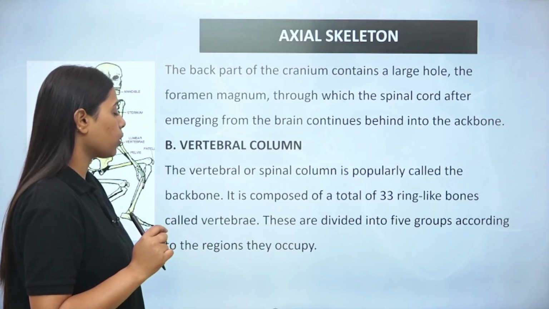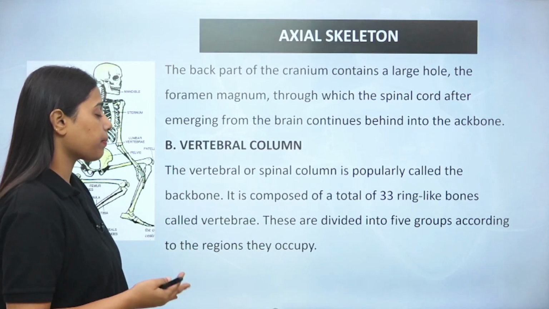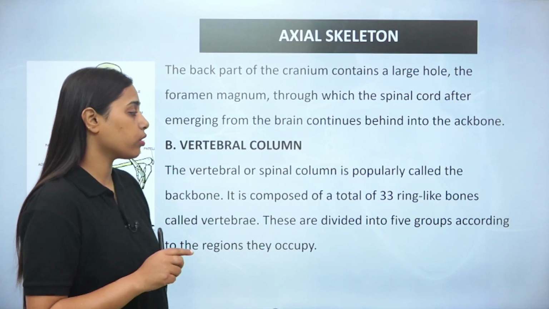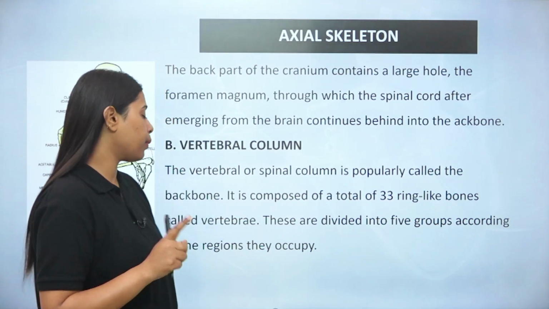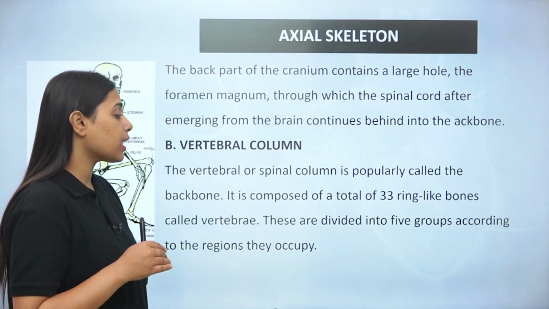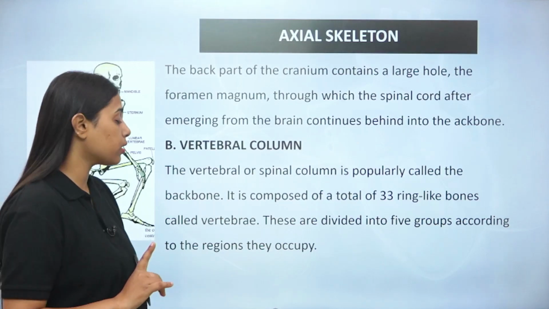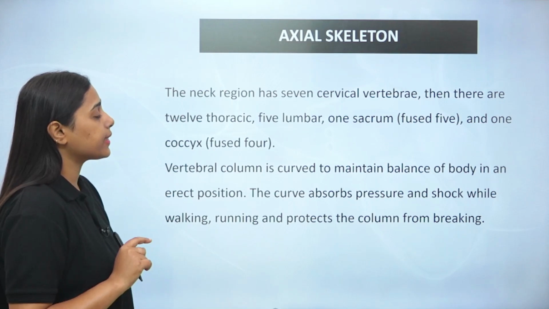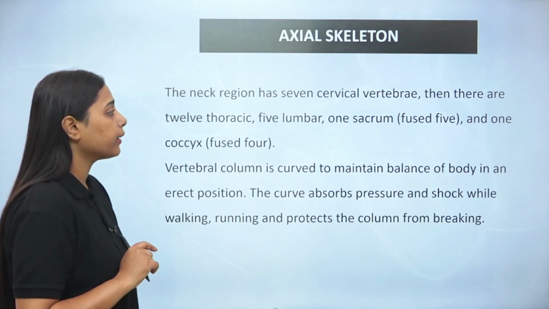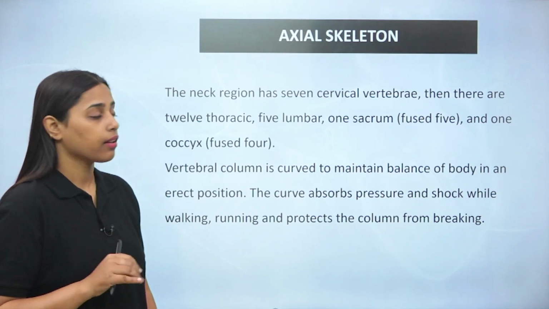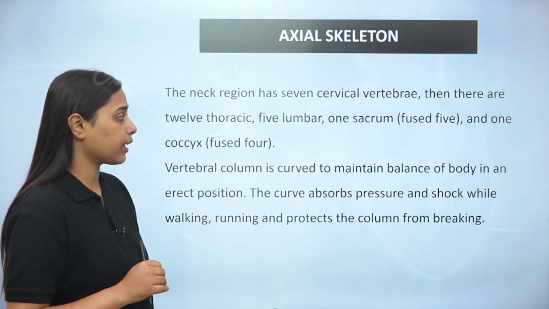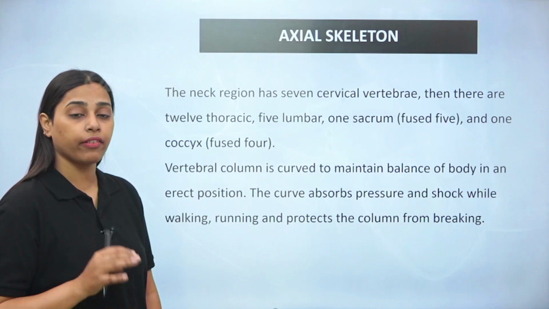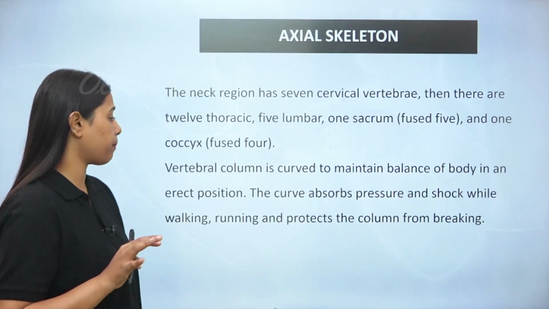So there is the vertebral column after this. The vertebral or spinal column is popularly called the backbone only, and it is composed of a total of 33 ring-like bones called vertebrae. These are again divided into 5 groups according to the regions they occupy. The neck region has 7 cervical vertebrae, then there are 12 thoracic, 5 lumbar, and 1 sacrum where 5 fused bones are found, and 1 coccyx where 4 fused bones are present.